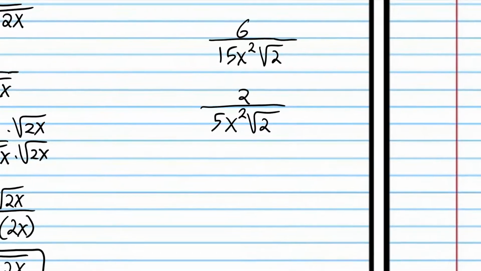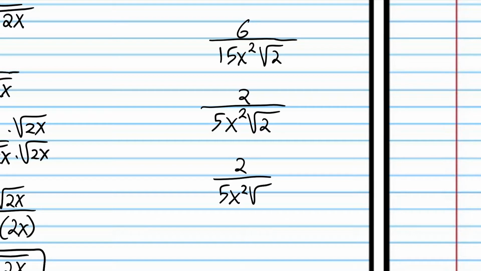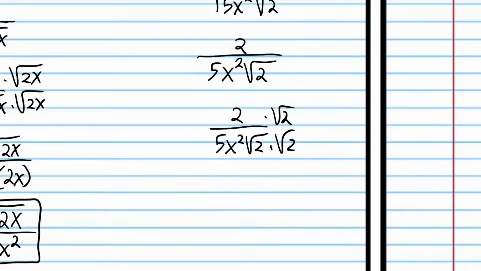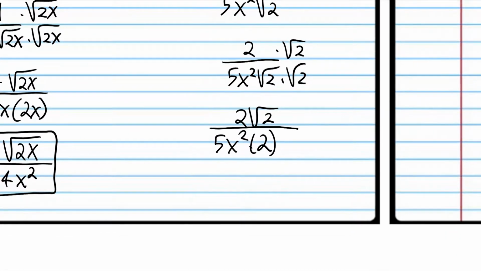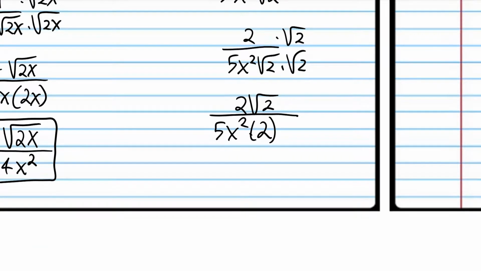So now our problem is that we have a root in the denominator, so we're going to have to rewrite that and multiply both sides by root 2. So we have 2 root 2 over 5x squared times 2. And you can use parentheses or dots, however you want to do that. Again, root 2 times root 2 is just 2. And so now we have 2 root 2 over 10x squared.